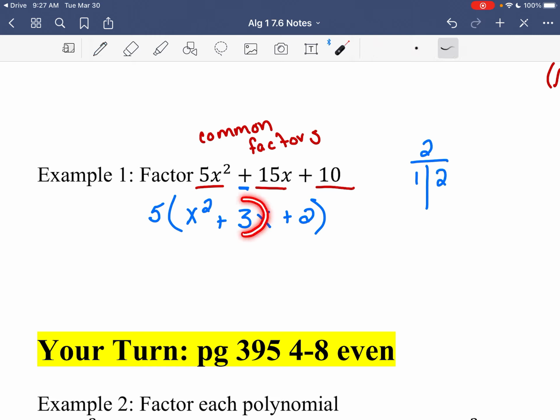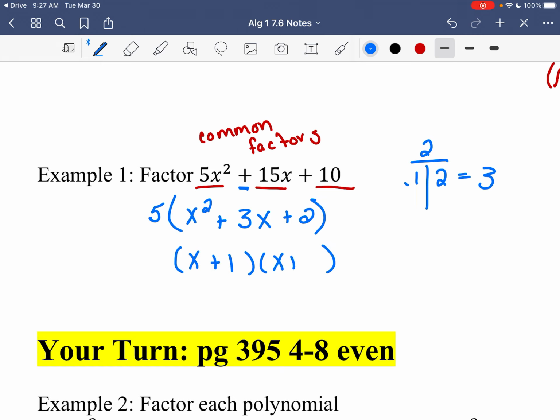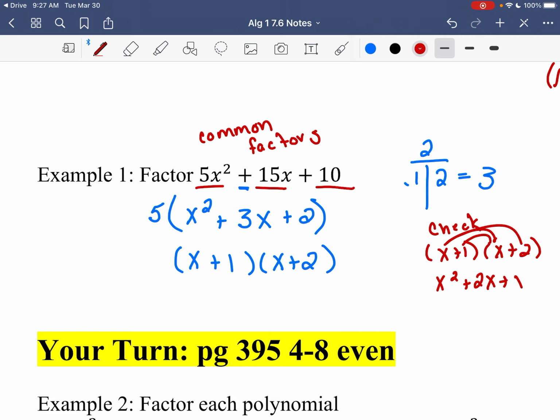And I want them to add to get the 3. Well, 1 plus 2 is 3. So it looks like it's 1 and 2. So that tells me this bit is going to factor into x plus the 1, x plus the 2. Now I'm going to check this. I'm going to distribute it out over here, x plus 1 times x plus 2. Make sure it works. So that gives me x squared plus 2x plus 1x plus 2. Yep, when I add these middle terms, I get the 3x. We have x squared plus 3x plus 2. Yep, that was back where I started.